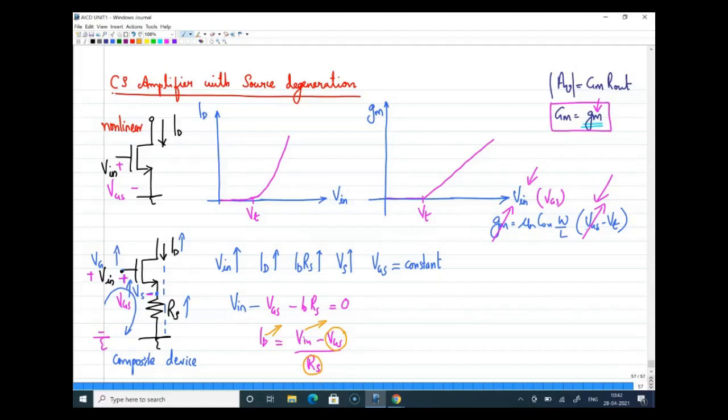What I meant here is when you have a composite device with a MOSFET and a resistor at the source of the MOSFET, the composite device is linearized. Now the relationship between voltage and current in the circuit is in a linear fashion. Any questions on that?